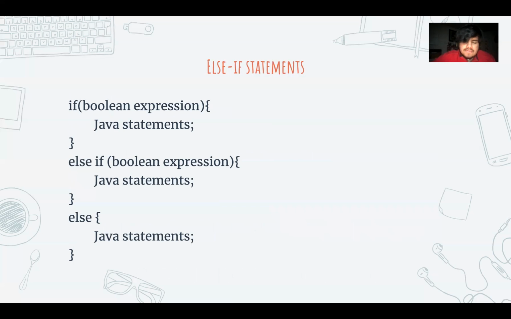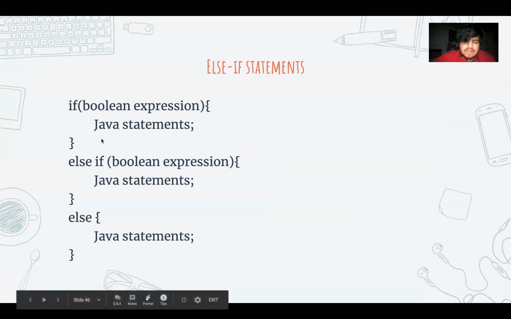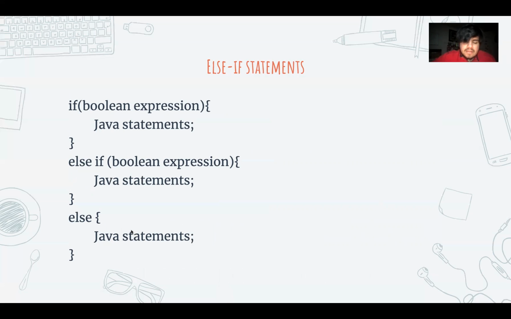Now you also have else if statements, and this is just a fancy way of saying that we could put multiple Boolean expressions together before the else statement. So you have a Boolean expression, you also have another Boolean expression, and then you have the else statement as usual. And at least one of these three things is going to get executed no matter what, because we have this else statement here.